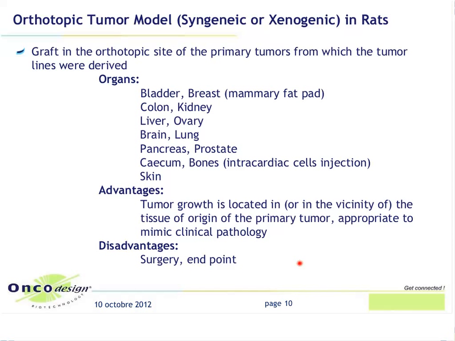Another difficulty is the endpoint of orthotopic tumor models. The tumor growth is internal, except for mammary fat pad injection, and is then difficult to follow. And the endpoint is often only the survival of the animals.